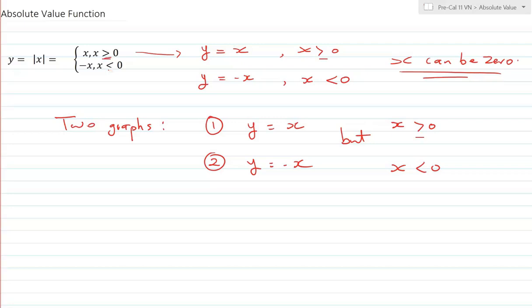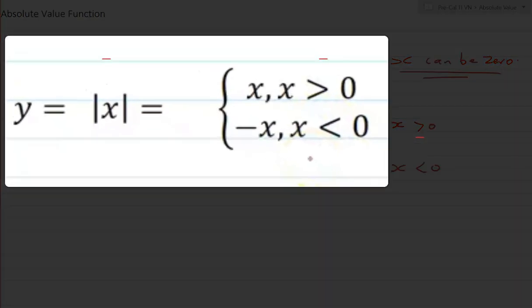Hello again. So today we are going to talk about the absolute value function and the graph of the absolute value function, which is the exciting part. Let's go back to the definition. If you guys remember, the definition of the absolute value is given by this kind of algebraic form right here. There are two possibilities.